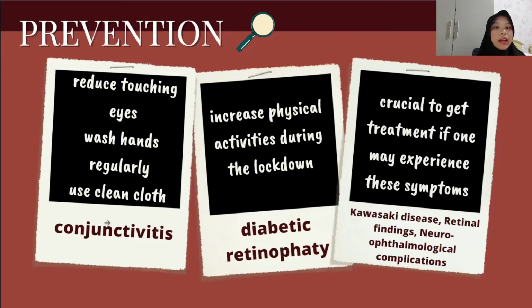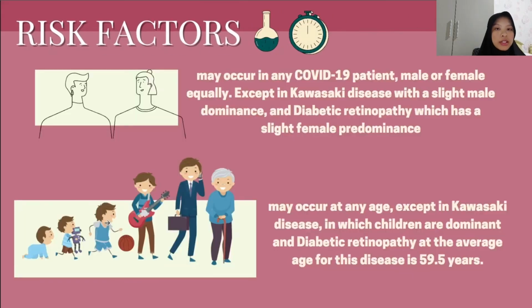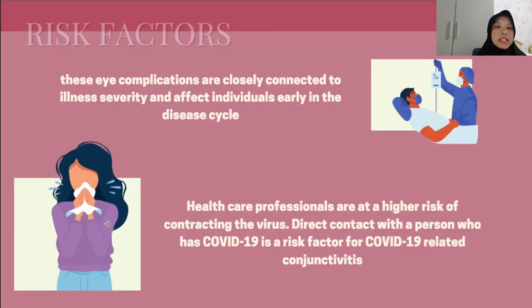Now I will explain about the risk factors of these eye complications. These eye complications may occur in any COVID-19 patient, male or female equally, except in Kawasaki disease, which has a slight male dominance, and diabetic retinopathy, which has a slight female dominance. They may occur at any age, except in Kawasaki disease, in which children are dominant, and diabetic retinopathy, where the average age is 59.5 years old. These eye complications are closely connected to illness severity and affect individuals early in a disease cycle.